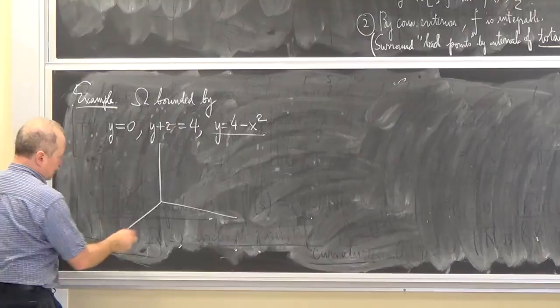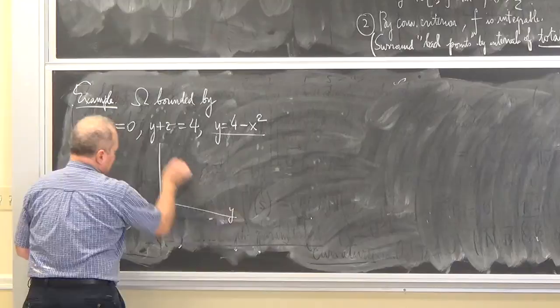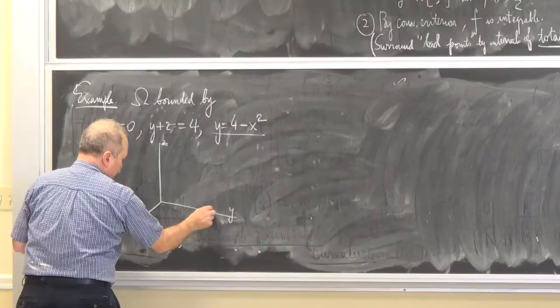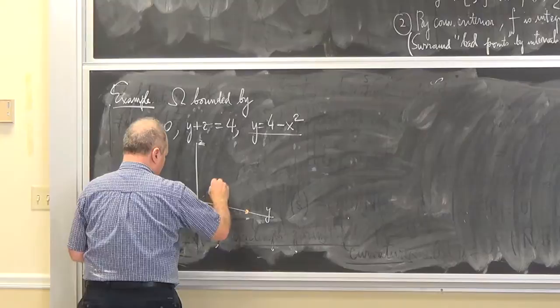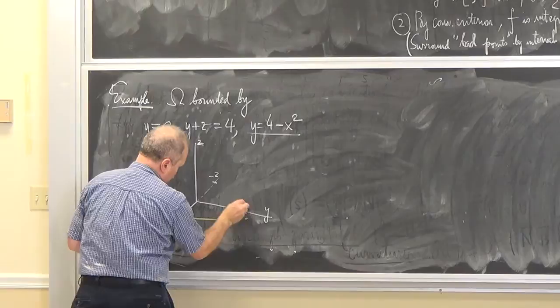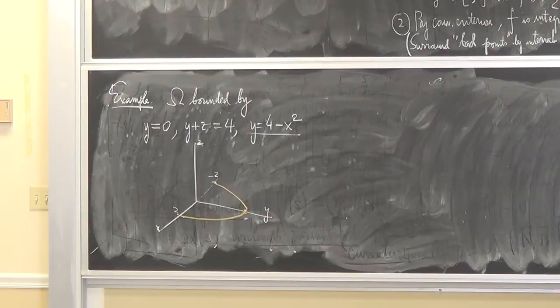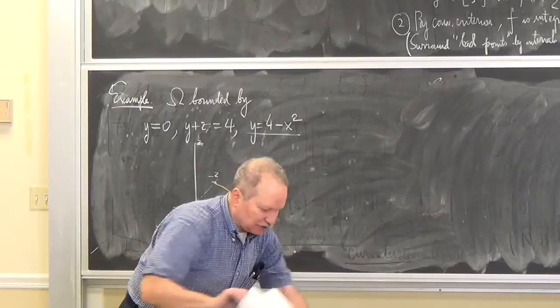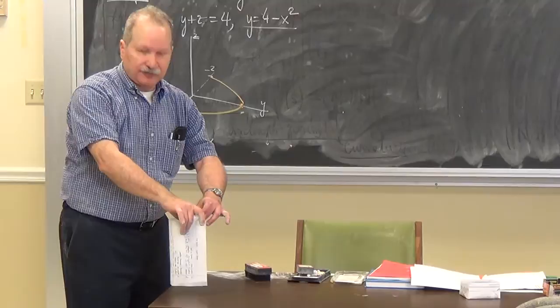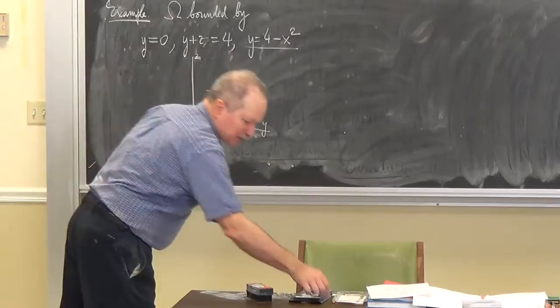So this is, as usual, x, y, z. y equals 4 minus x squared has a point at 4, distance 4 there, and then 2 this way and 2 the minus side, and it goes like this. But that's just the curve in the xy plane. What is it in 3D? It's a parabolic cylinder, right? You take your parabola in the xy plane and have it run in the z direction like that. I'm not going to draw that in yet, but I will shade it in a bit.